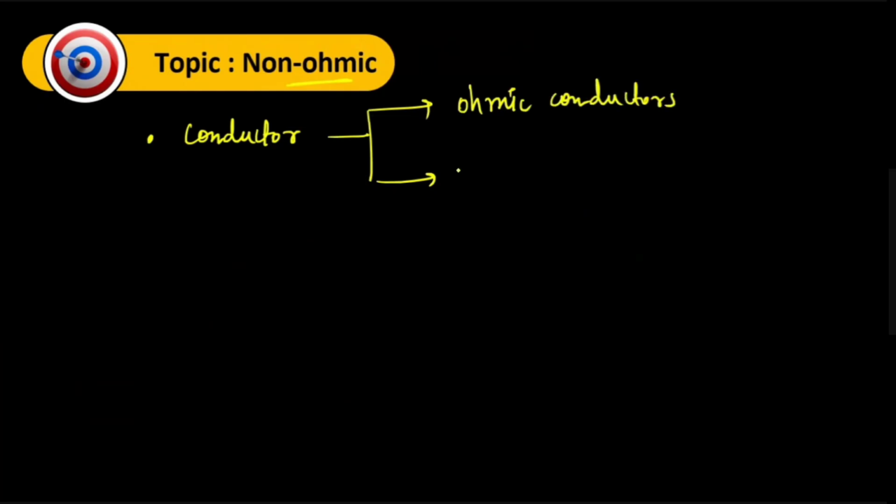Now, another thing. In the previous classes, we defined conductors on the basis of presence of free electrons. And this presence of free electrons will also decide that conductors can be categorized into two categories. One is ohmic conductors and another is non-ohmic conductors. So ohmic conductors are those conductors which follow Ohm's law to a greater extent, like which follow Ohm's law completely.